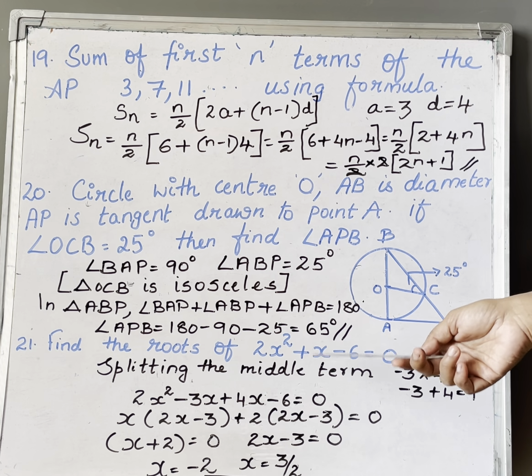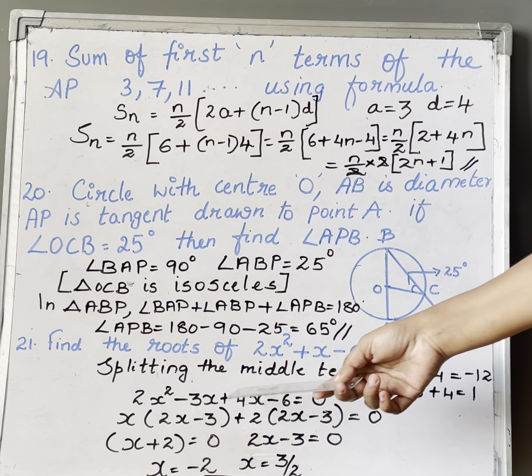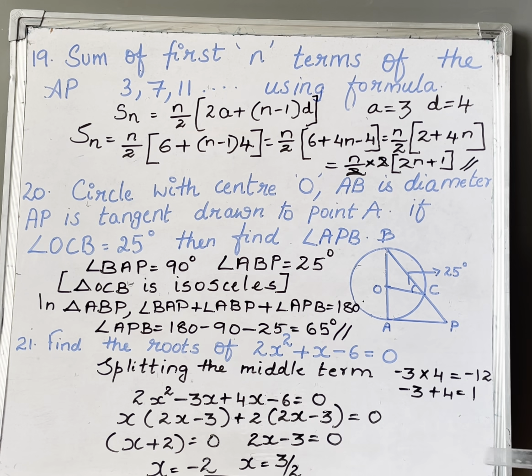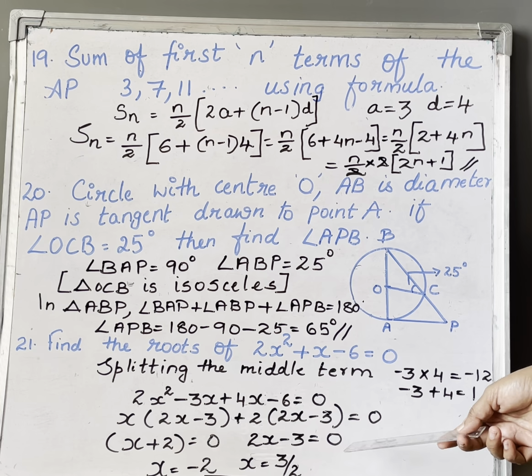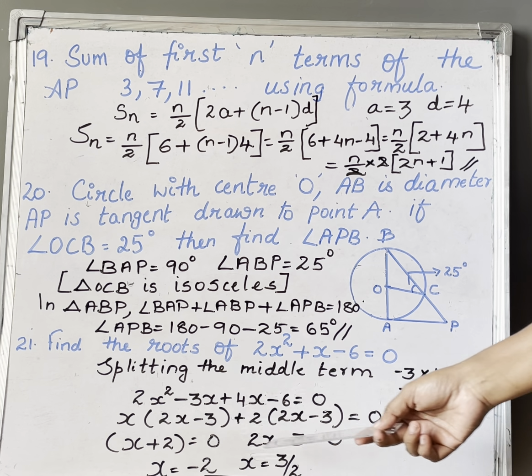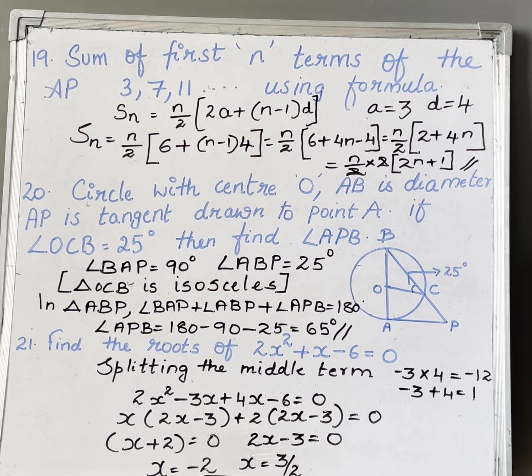So we substitute in place of the middle term minus 3x plus 4x. We take common outside and we equate them to 0. We get x equal to minus 2 and x equal to 3 by 2, which are the roots of the equation. The same roots of the equation can be found by the formula method. But here splitting the middle term and factorizing is simpler than using the formula method.